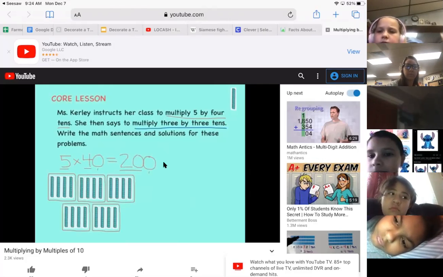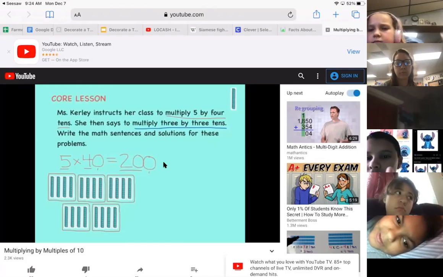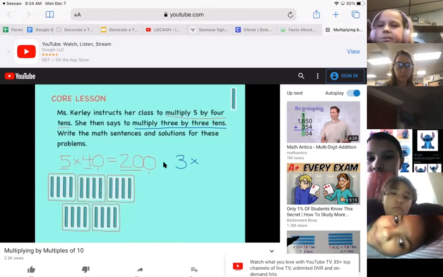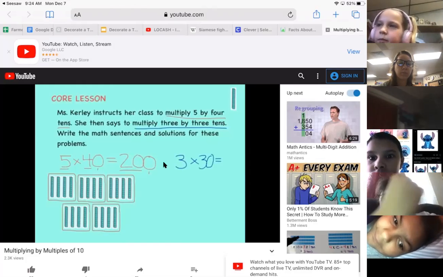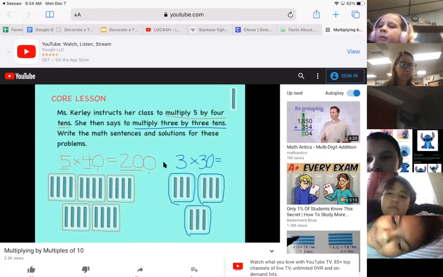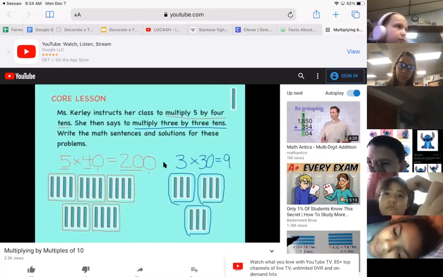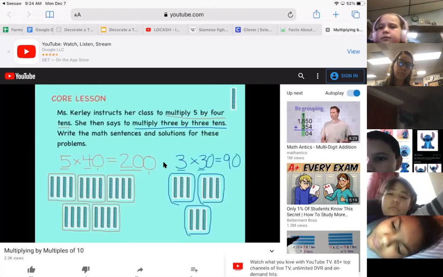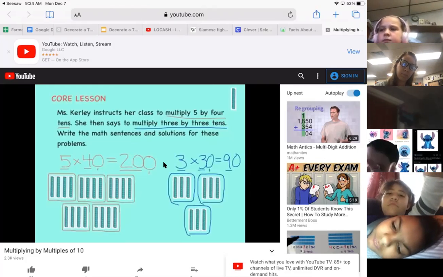Now for the next part of the problem. Multiply 3 by 3 tens. 3 tens are the same thing as 30. We need to find 3 groups of 30. When we count those tens up, we see we have 9 tens, which is 90. 3 times 3 equals 9, and don't forget about that 0.